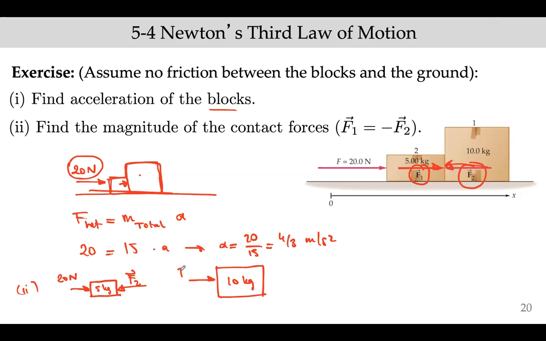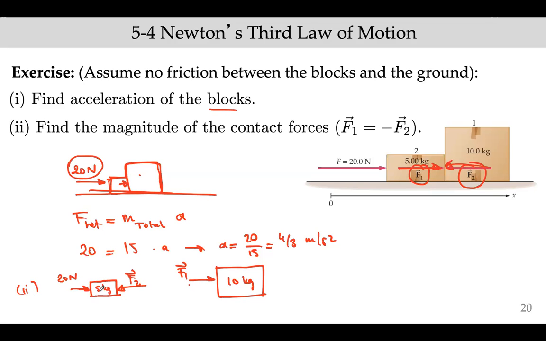So F1 is the force exerted by the small block on the large block. Just because F1 is shown within block 2 in the figure, it doesn't mean that this is acting on block 2. This is actually from block 2 acting on block 1. And F1 is the only force on the large block, that's it.